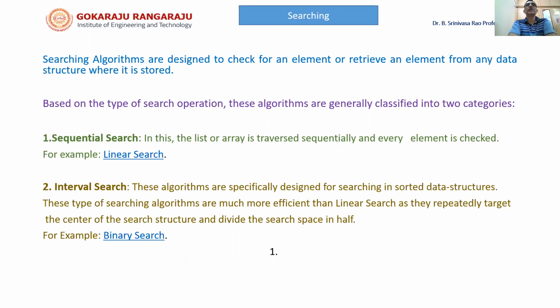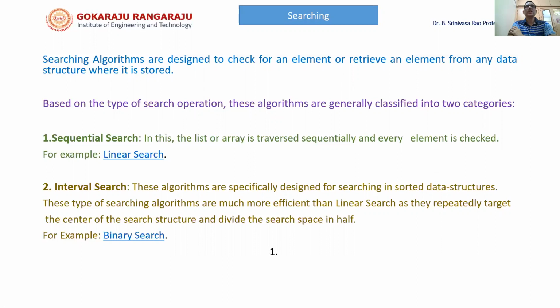Searching algorithms are designed to check for an element or retrieve an element from a data structure where it is stored. Based on the type of the search operation, these algorithms are generally classified into two categories. One is sequential search and the second is interval search. In sequential search, the list or array is traversed sequentially and every element is checked. An example is linear search.